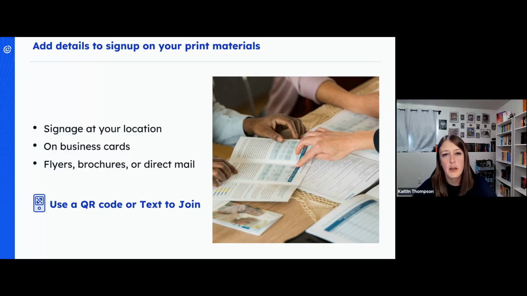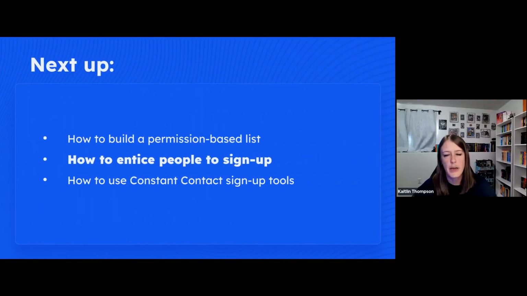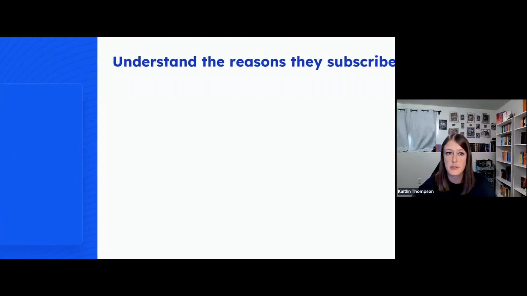And then we also have something called text to join. So if you're using our SMS text marketing tool, you can set up this text to join option where they can just through text message subscribe for both email and your SMS text marketing list. So those are the three main places to get your list growth strategy started. We will go through some of those tools here in a minute, but right now I want to switch gears and talk about how to actually entice people to sign up to be on your email list.